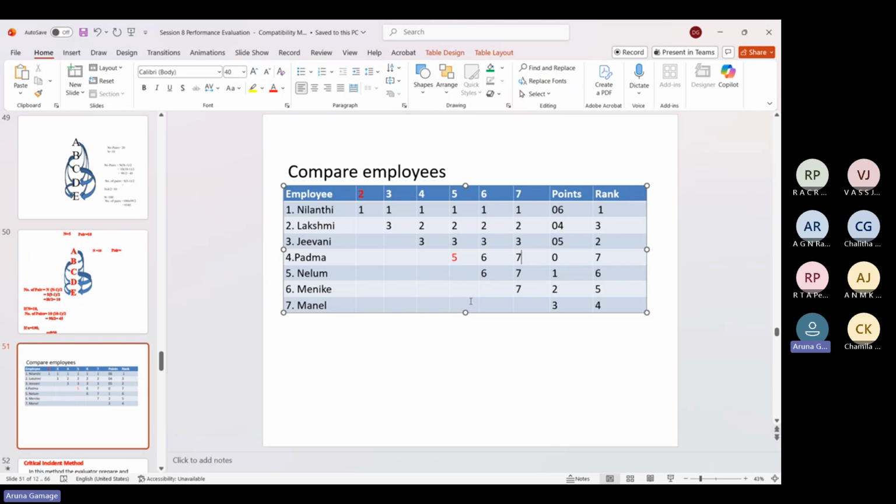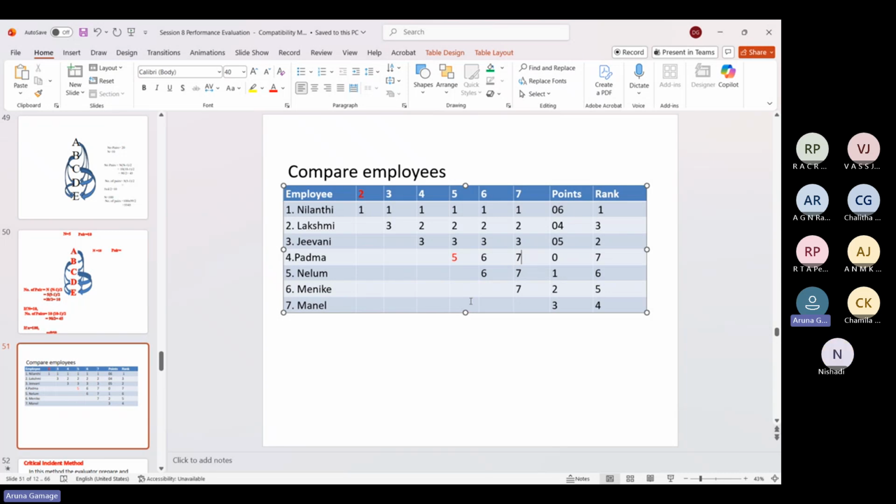3. Right, now you can put them in ranking order, depending on points. In this case, larger the better. Nilanthi has obtained 6 points, that is the highest, so she is ranked number 1, first. Then Jeevani, 5 points. Then Jeevani is second. Lakshmi has obtained 4 points.